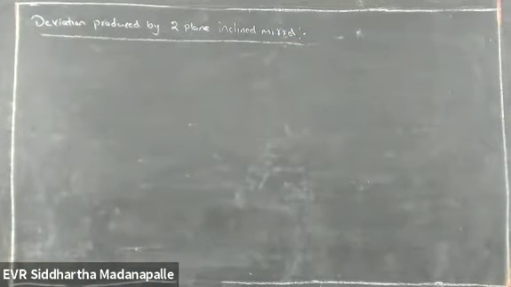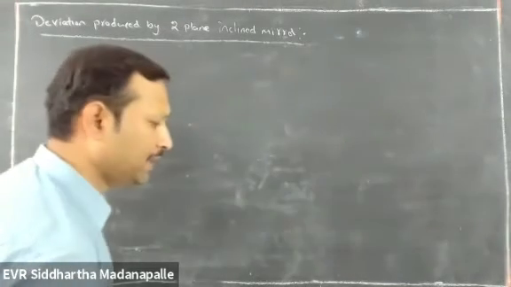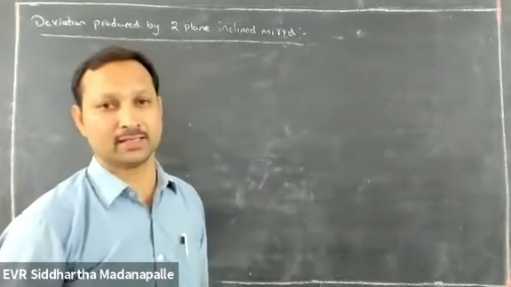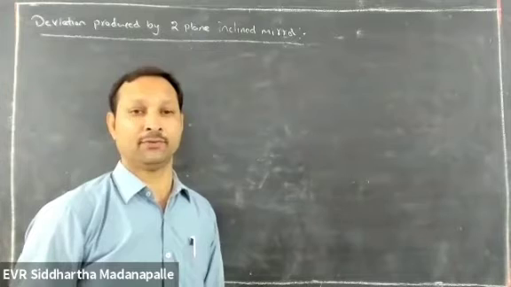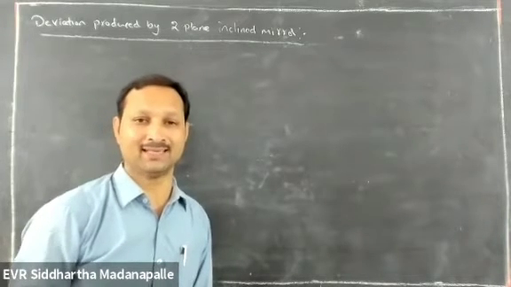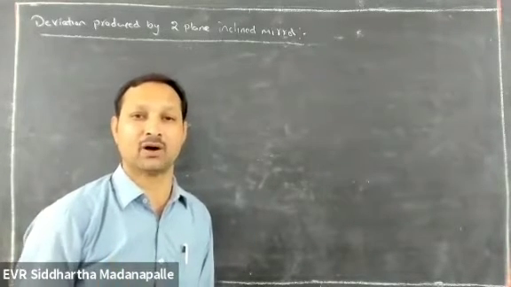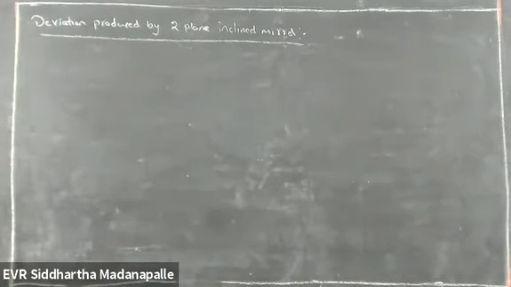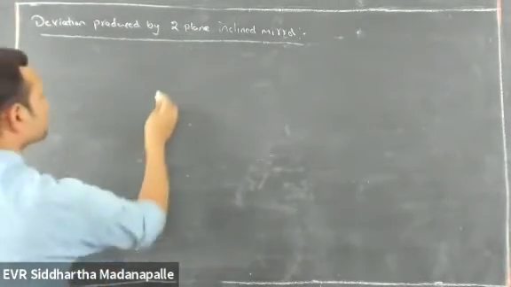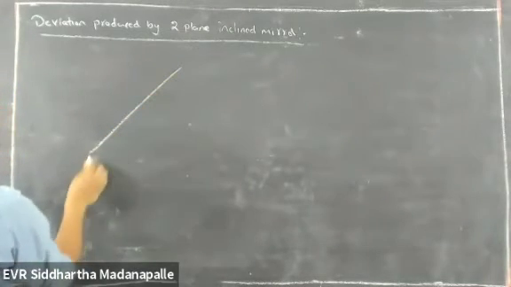In the previous class we discussed the deviation produced by one plane mirror after one reflection. Delta is equal to 180 minus 2i, or else 180 minus 2r. In terms of glancing angle, it is equal to 2 times the glancing angle. That is the formula for the deviation produced by the incident ray after one reflection on the plane mirror. Here, two plane mirrors.